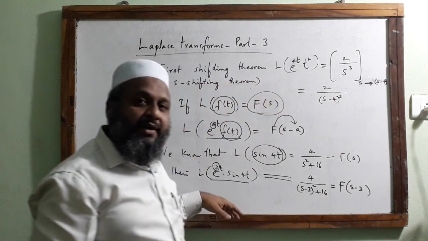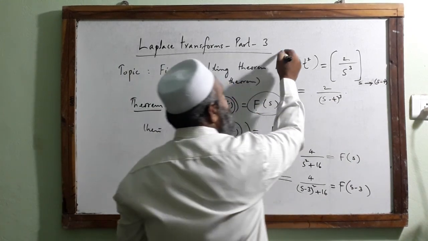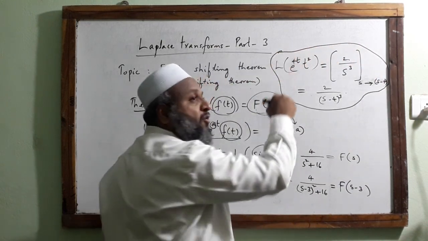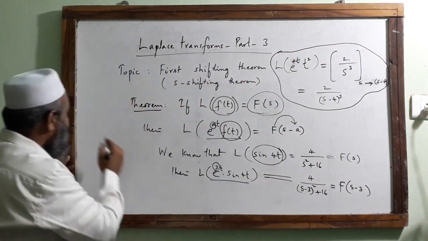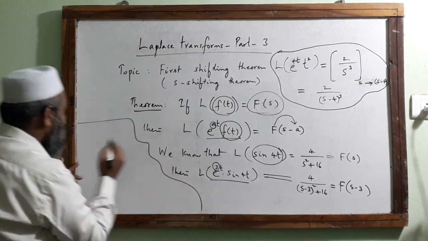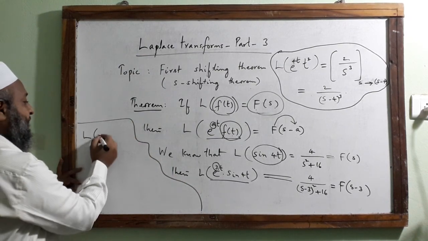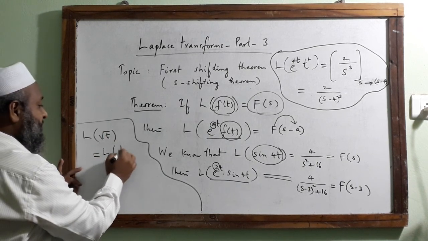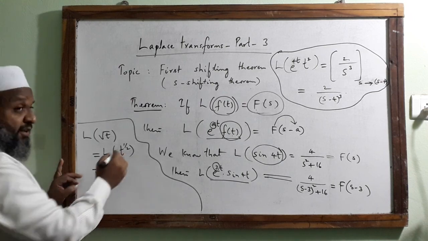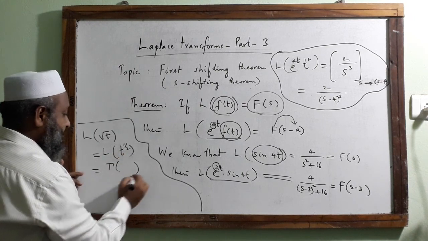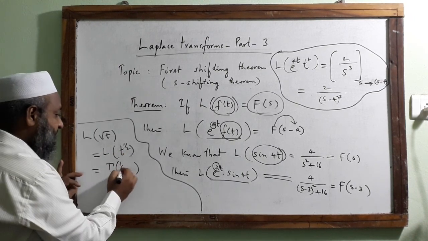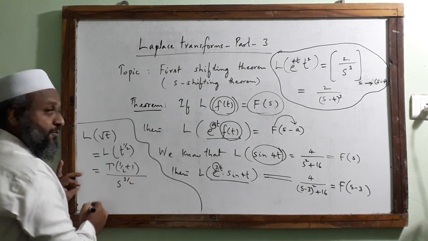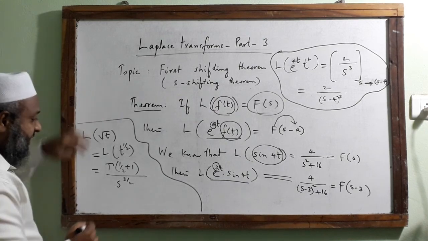I hope you will be able to tell the Laplace transform for a product of two functions if one among them is an exponential. So let's have one more: L of root t. I hope you remember L of root t is nothing but L of t power half. L of t power n is gamma of n plus 1 by s power n plus 1.